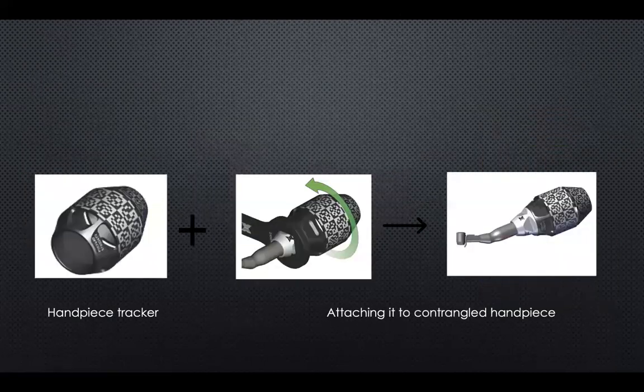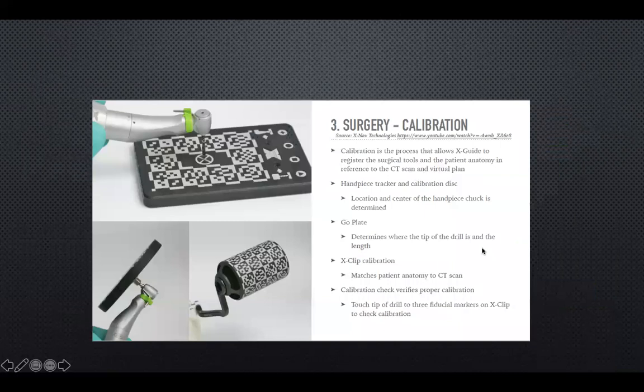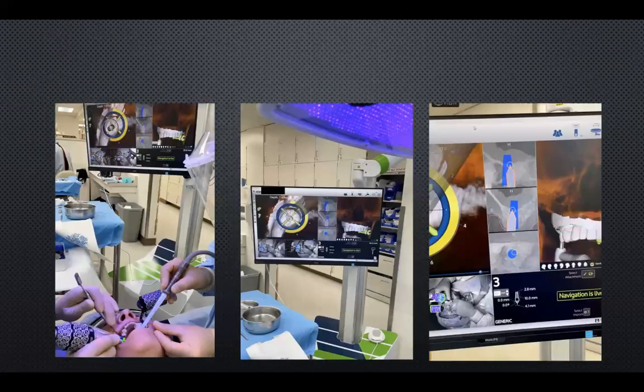The other step is you attach your handpiece tracker to your handpiece and you secure it using a wrench. And this is how you have it. And then the other step, or almost the final step before the surgery, is to do your calibration. So you place all these trackers underneath the camera, and so the camera will recognize all these pieces together. And after that, you move to surgery.